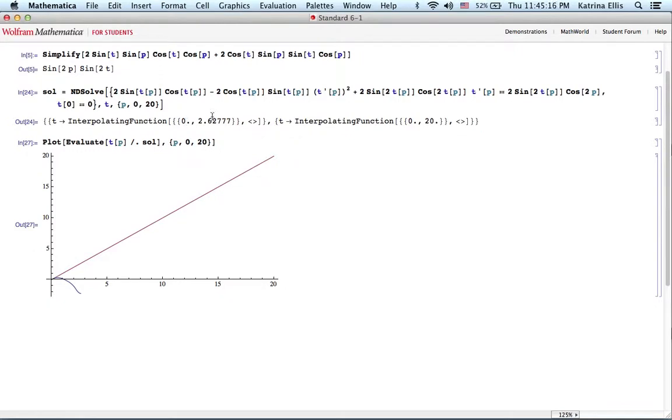For some reason it has these two solutions. I'm not entirely sure why, but this one, you can see that I found from 0 to 20. This one only went from 0 to 2. So this is the one I'm paying attention to. And so that's this purple line, which is a straight line, which is what we expect because the shortest distance between 2 points is a straight line. Yay!